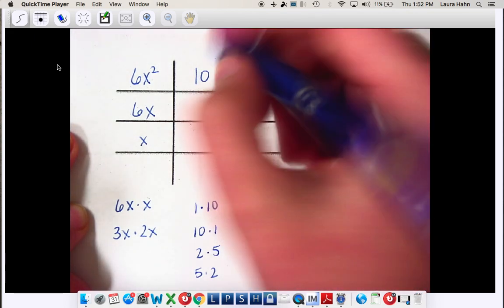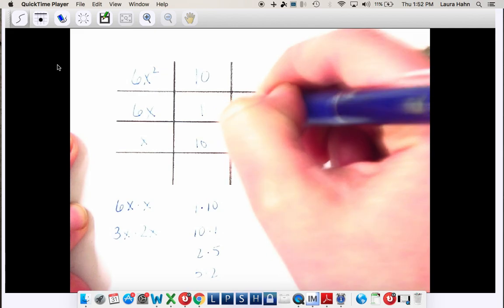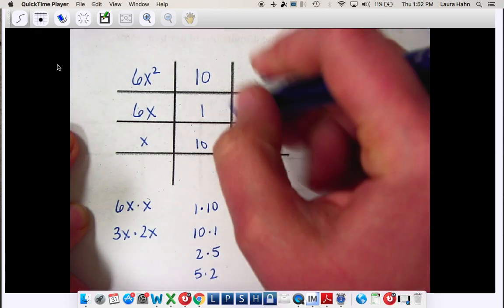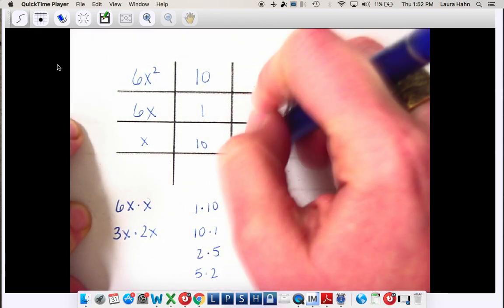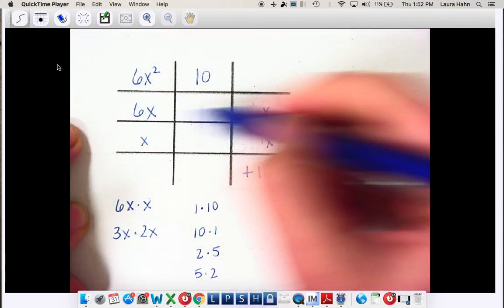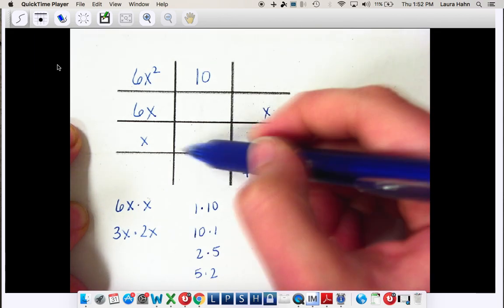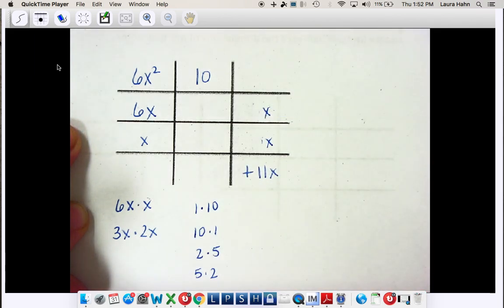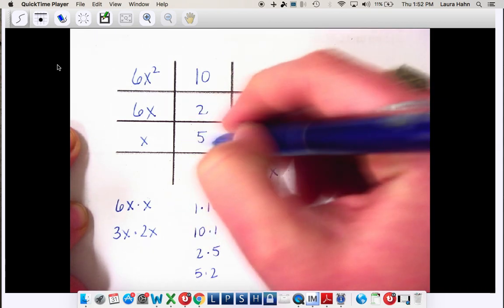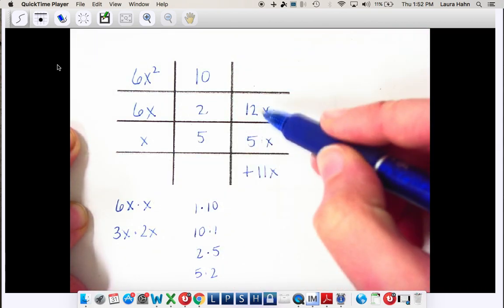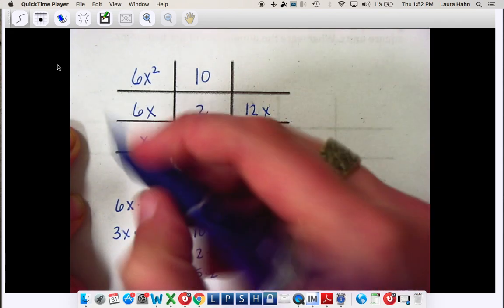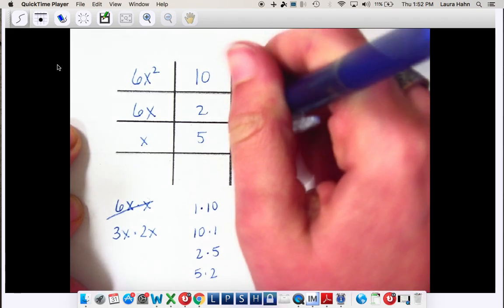So let's try 1 and 10. That's going to give me 6x. That's going to give me 10x. There's still no way I can get to 11 from there. Okay, so that's not really working for me. So let's try the other ones. 5 and 2s. So if I put a 5 right here, multiply across, that's going to give me a 30. And it's going to be kind of hard to get from 30 to 11. So let's try the 2 and the 5. 6 times 2 is 12. X times 5 is 5x. There's no way I can use a 12 and a 5 to get to 11. So none of those options are working. So it looks like this isn't my guy. Alright, so a lot of erasing.